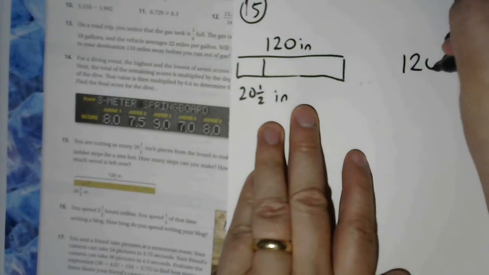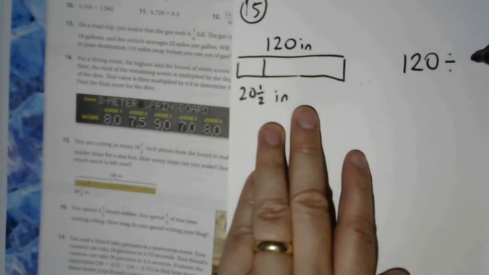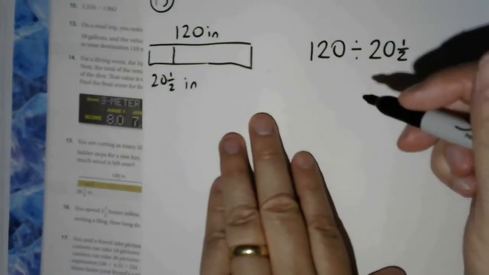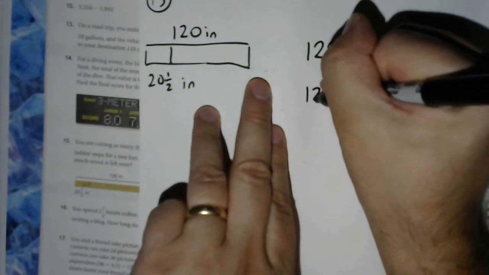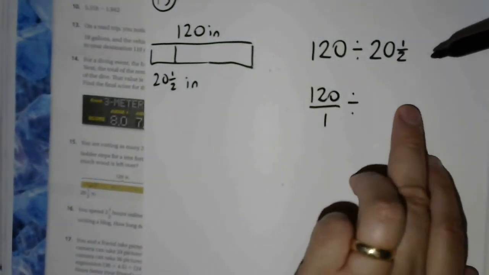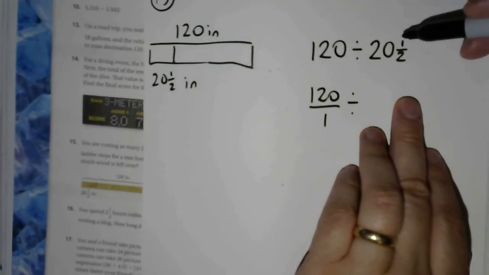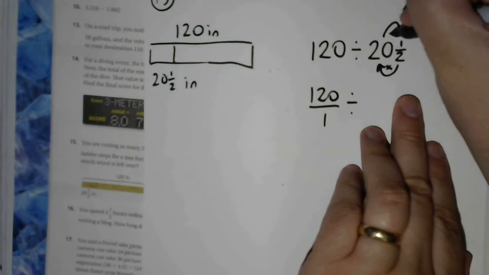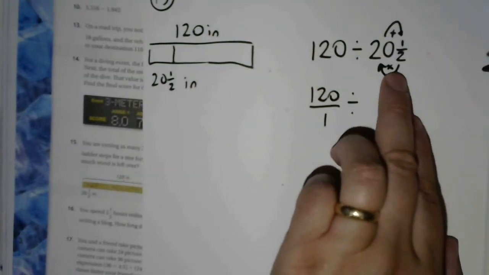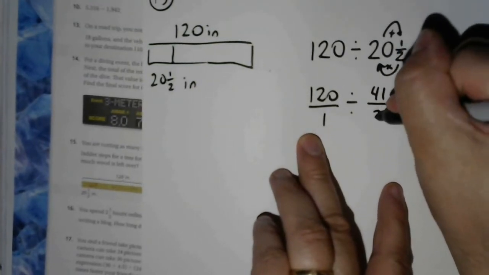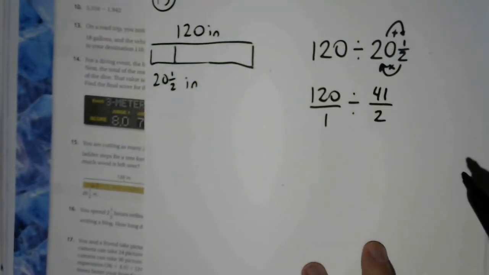So I have 120 divided by 20 and 1/2. There it is. Right? So I'm going to write this out in fraction form. So I have 120 over 1 divided by 20 and 1/2. Oh no. I've got a mixed number. I need to turn it into a fraction by multiplying and adding, working around the clock. 2 times 20 is 40, plus 1 is 41. That was pretty easy, right? Keep my denominator the same.